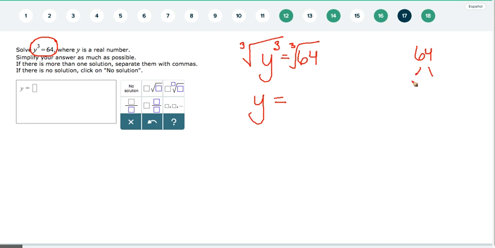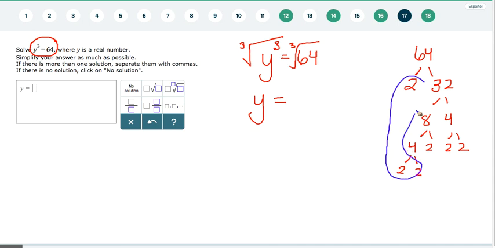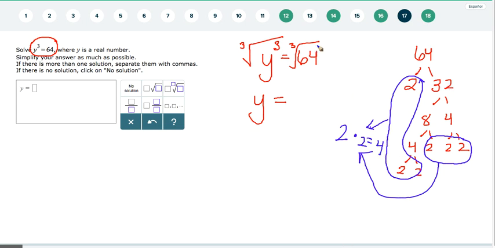the factor tree and say 2 times 32, 8 times 4. And I can look for triples. There's one set, and there's 2 sets. If I have a set of triples, that becomes 2. This set of triples becomes 2. 2 times 2 equals 4. That's one option. Here's the second option.